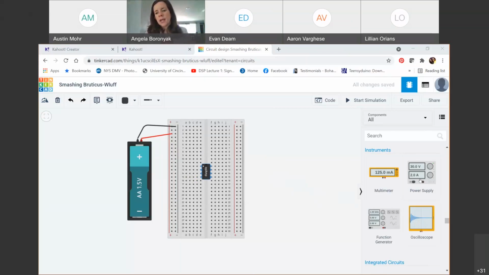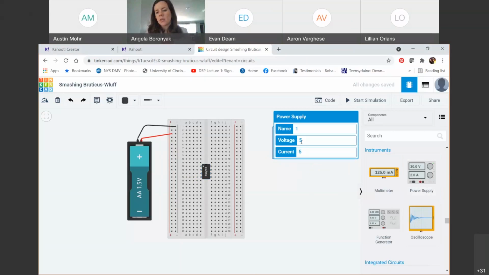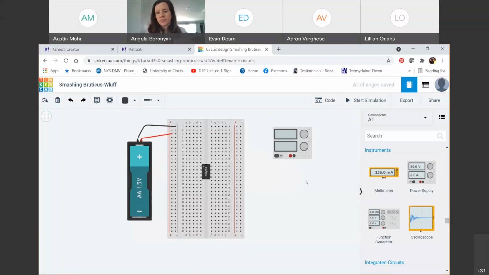So under instruments, I get my power supply next to where we find multimeters. These are just DC power supplies. You either specify a voltage or a current. We're going to specify a voltage and say 15 volts. Then that means the red terminal will be 15 volts higher than the black terminal. Again, positive and negative.